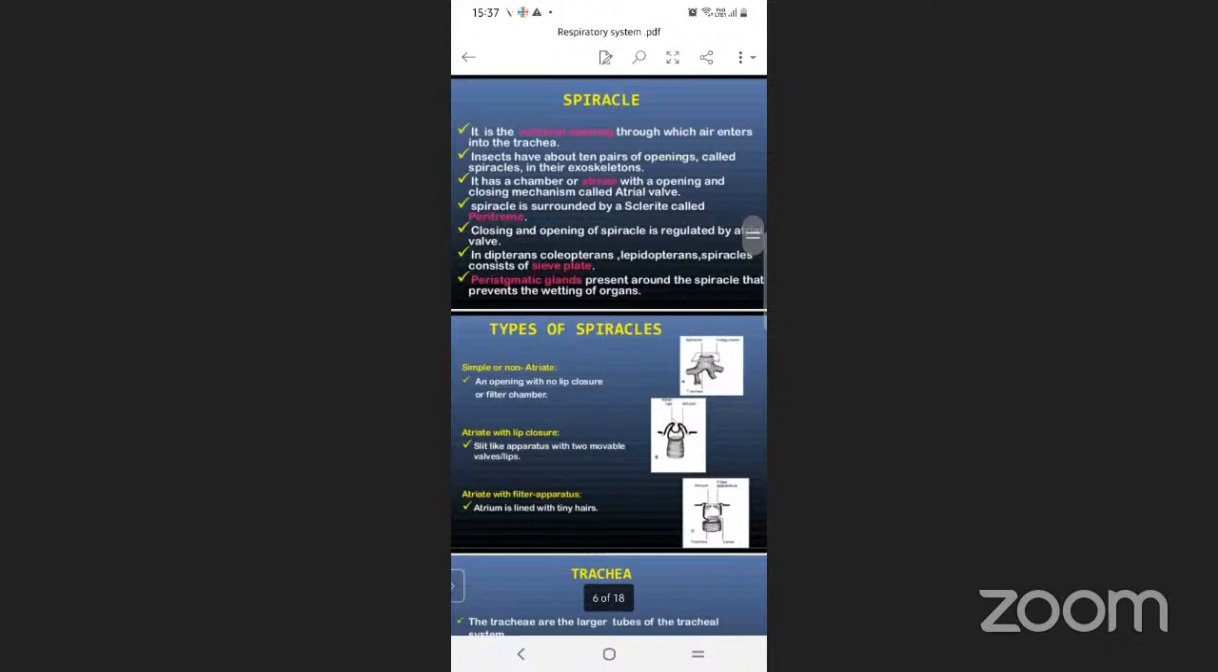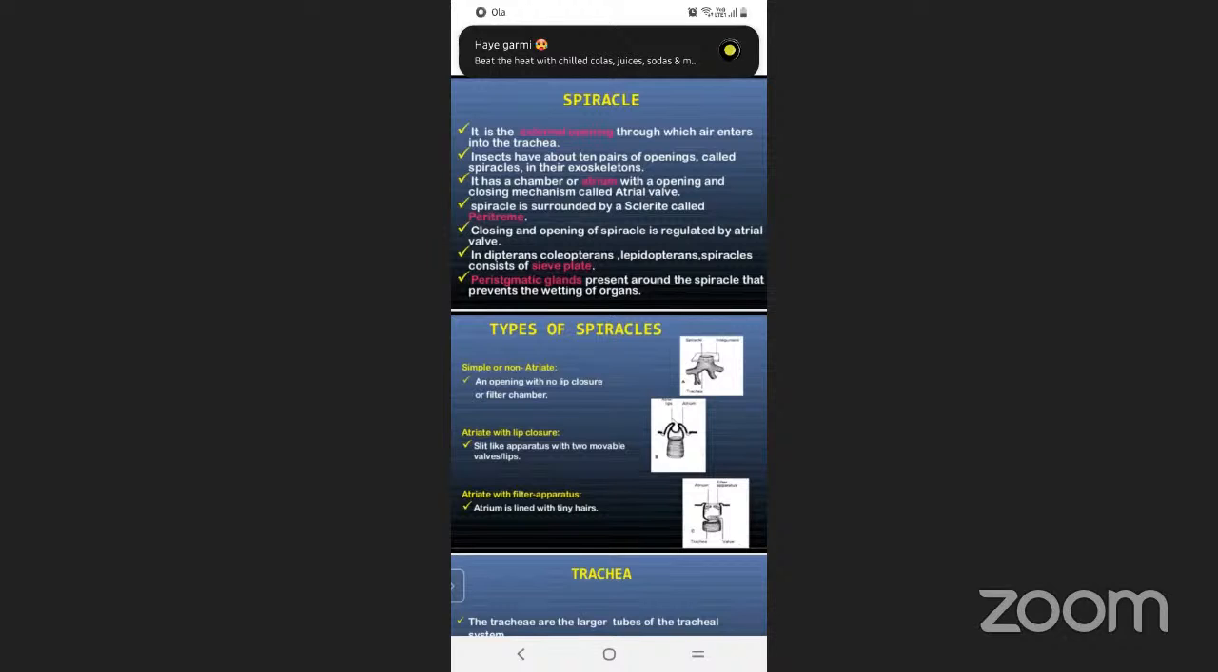What is a spiracle when we want to write? It is the external opening through which air enters into the trachea. Insects have about 10 pairs of openings called spiracles in their exoskeleton, with a chamber or atrium that has an opening and closing mechanism called the atrial valve. I will show a picture of how the atrial valves are located in the spiracle. The spiracle is surrounded by a sclerite called the peritreme, and closing and opening of a spiracle is regulated by the atrial valve.